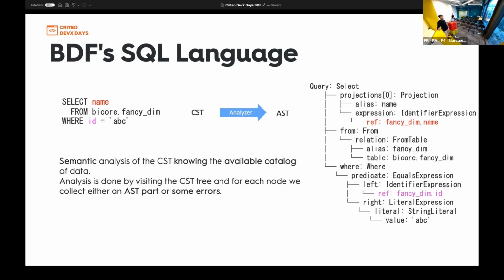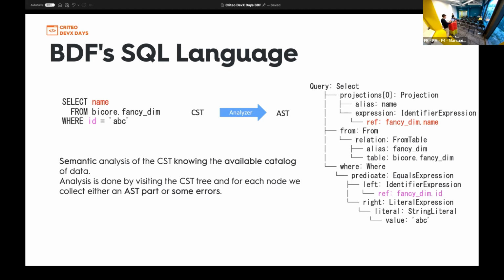And because this analyzer produced a result and not some errors, it means it also did a bunch of checks, like, for example, this equal expression where ID equal ABC. It said that it was a valid one because ID is in a type that can be compared with a string.